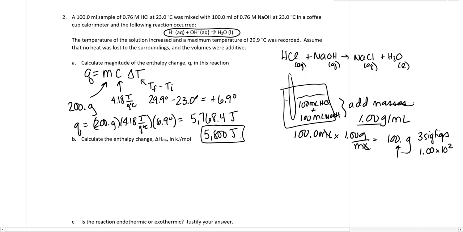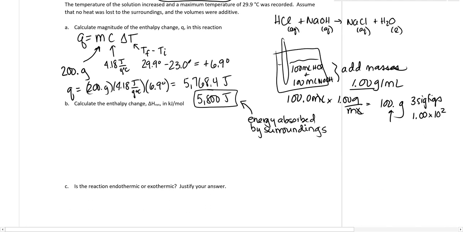So if you think about what's going on, when we're doing calorimetry, this is the amount of energy absorbed by the surroundings. So we can never measure the actual reaction itself. All we can do is see the impact the reaction has on its surroundings.